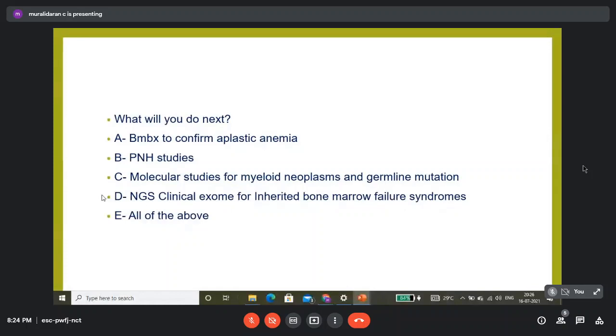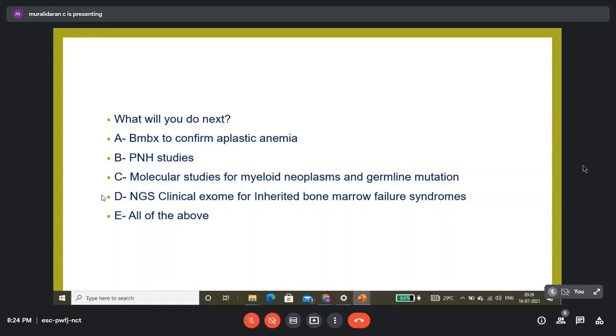Would you diagnose aplastic anemia based on these findings, or do you require a few more tests? That is the rationale behind this question. So, a bone marrow biopsy to confirm aplastic anemia, will you do it or not? Yes, I will do it. PNH studies, I will do. Molecular studies for myeloid neoplasm and germline mutations. As we just explained, it's a younger patient and he has a family history, so we have to do NGS, a clinical exome for inherited bone marrow failure syndrome.